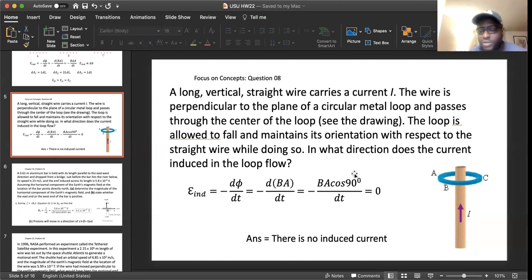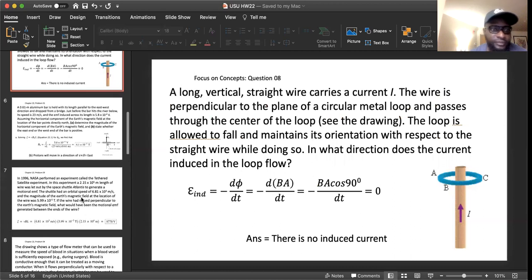Another way to say that is, the magnetic field and the area you're supposed to produce the current as this thing falls down is inclined at 90 degrees. So cosine 90 will give you 0 for the induced EMF. Okay, so that's one way to look at this problem. The loop is allowed to fall and maintains its orientation with respect to the straight wire while doing so. In what direction does the current induced in the loop flow? There is no current induced at all in this case.